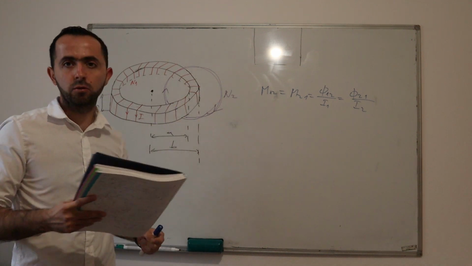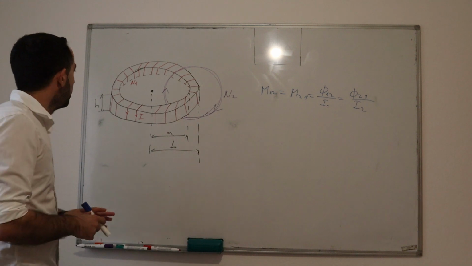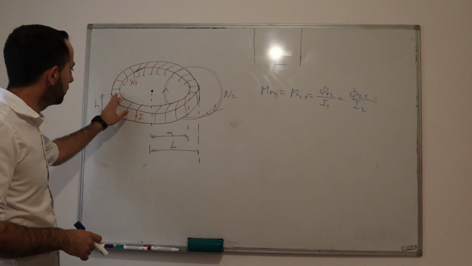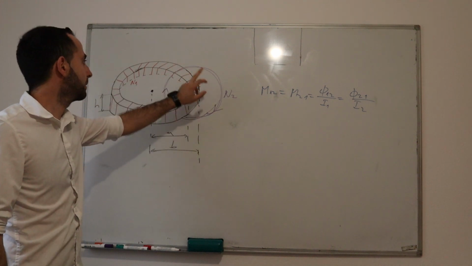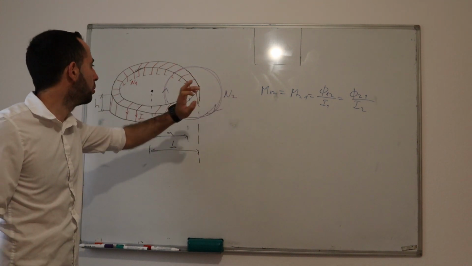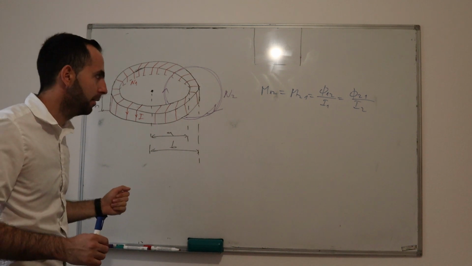The task is to determine the inductivity between a toroid with N1 loops of conductor and coil 2 with N2 loops of conductor. So we have one toroid with N1 loops with the current I, and we also have a second coil with N2 loops, and we need to determine the inductivity between these two.